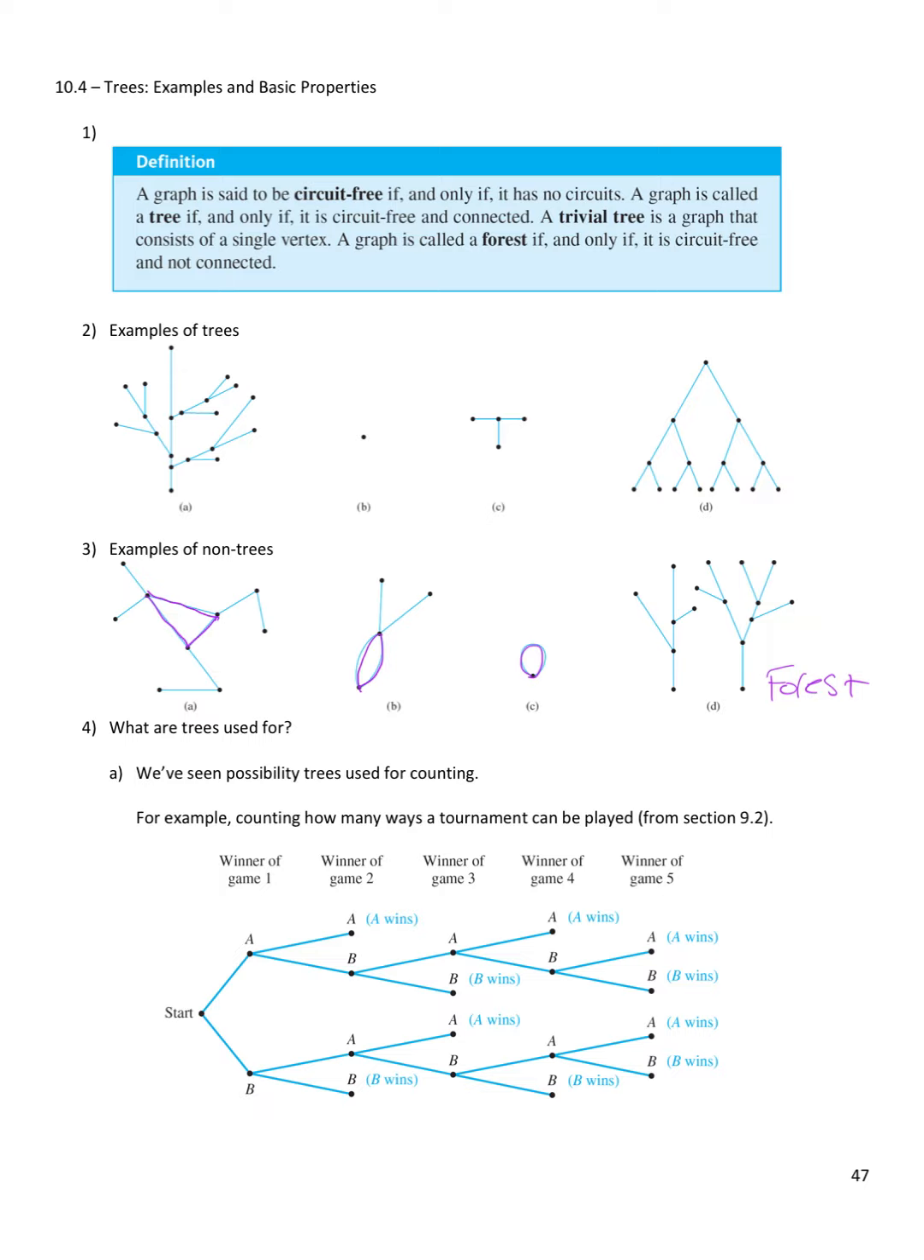And what are trees used for? We've seen possibility trees used for counting. For example, we did this earlier in chapter 9. How many ways can this tournament be played? We have to count the branches. So we've got 1, 2, 3, 4, 5 branches up top, and this is symmetric, so there are 10 ways to play this tournament.